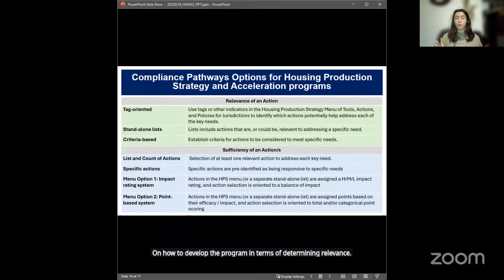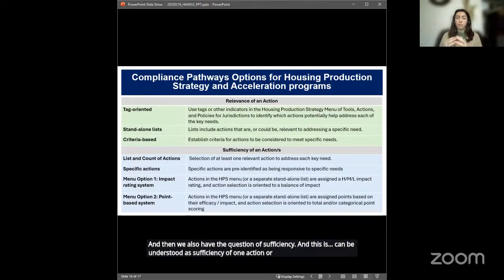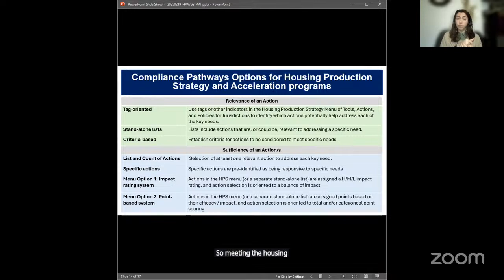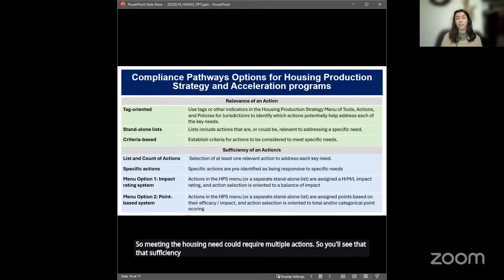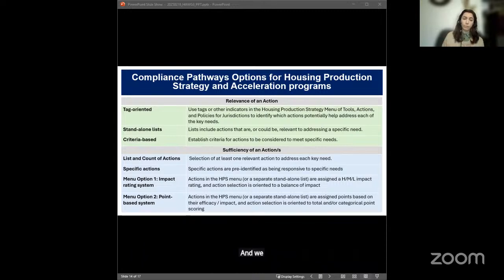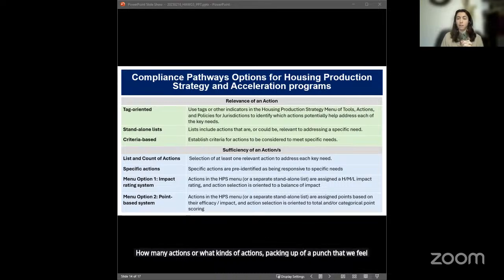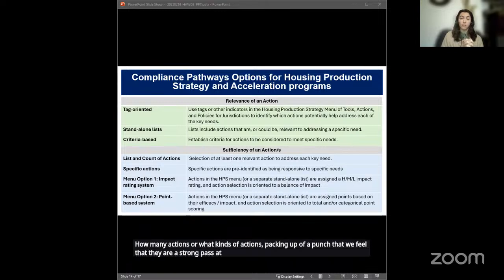And then we also have the question of sufficiency. And this can be understood as sufficiency of one action or even a group of actions, because really we're oriented to meeting the housing need. So meeting the housing need could require multiple actions. So you'll see that sufficiency of an action or actions kind of highlights a little bit of a distinction there. And we have presented a few different options in terms of how we might understand sufficiency. How many actions or what kinds of actions pack enough of a punch that we feel that they are a strong pass at attempting to meet the housing needs locally.